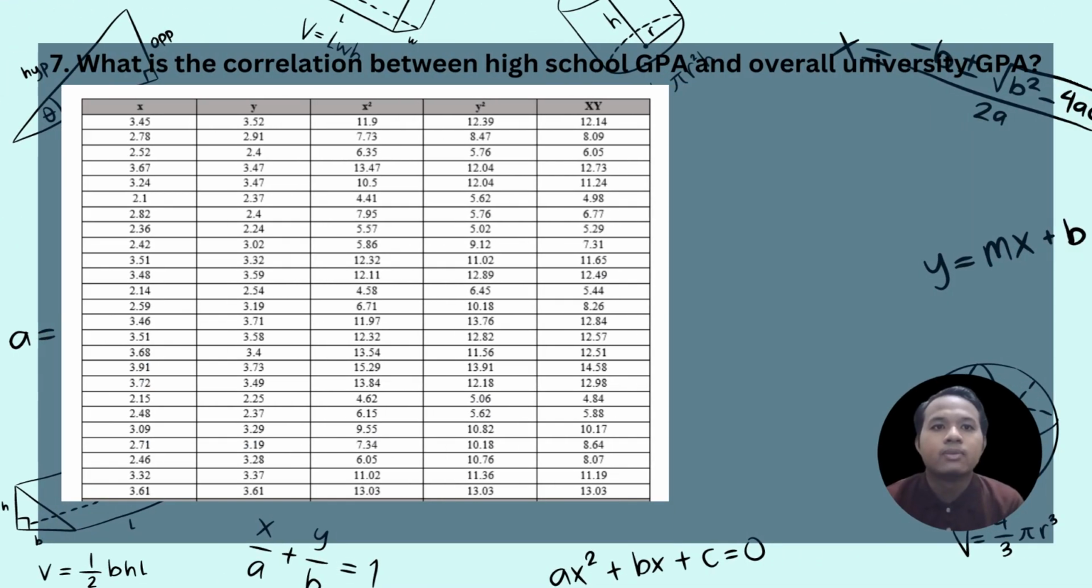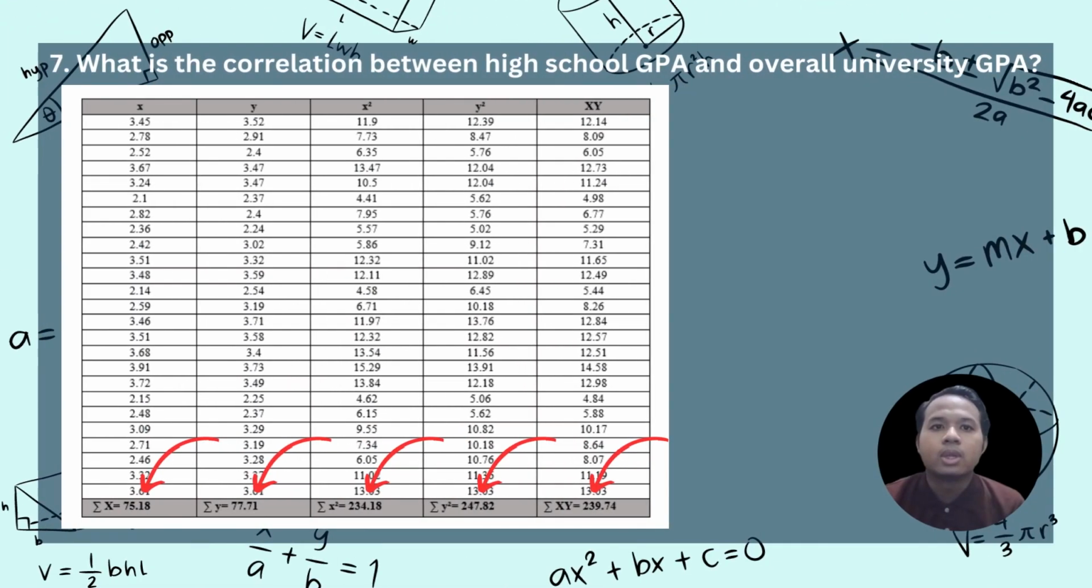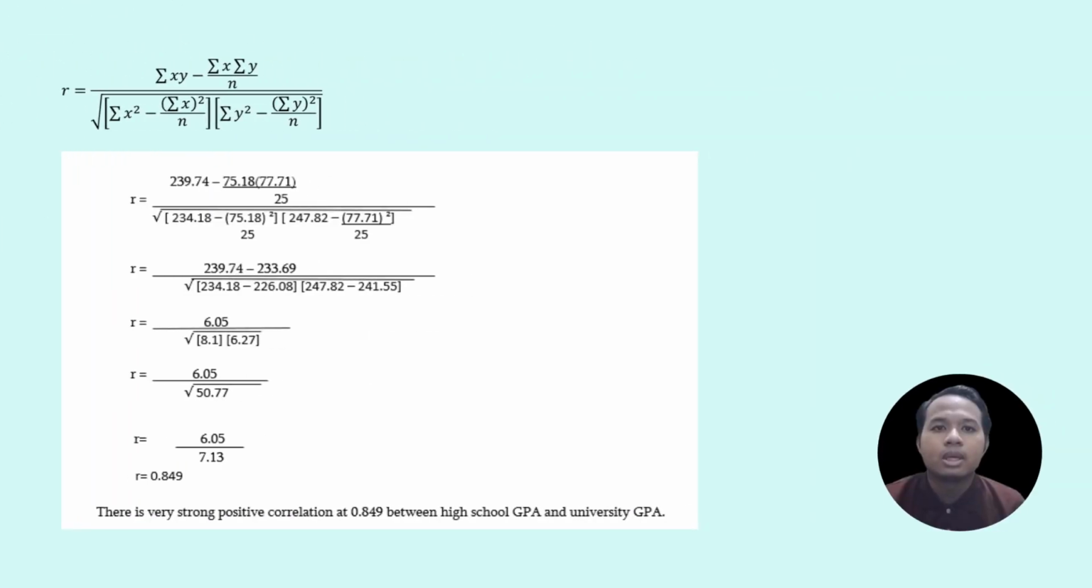We need to find the values of X squared, Y squared and XY. For XY, we just need to multiply the values of X and Y. We need to calculate the total for all columns like this. Then enter all the numbers we got into the formula. Please be careful in arranging the numbers.